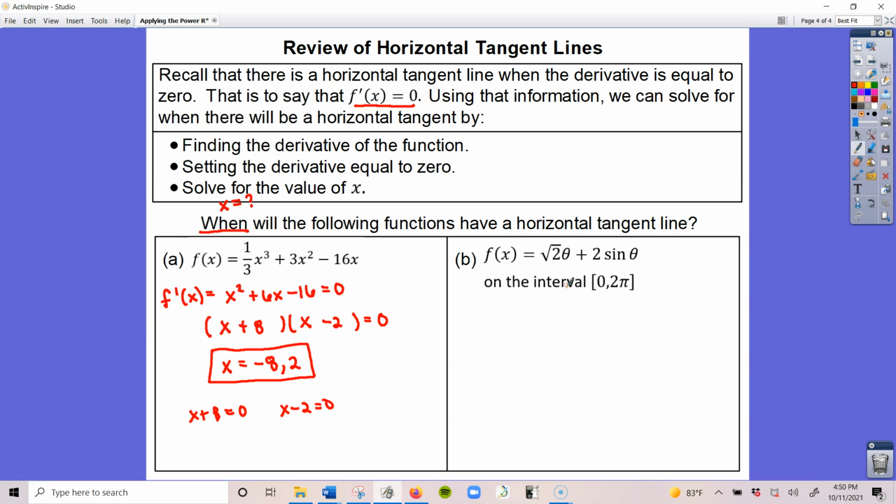Now let's look at this next one. We have f of x is equal to the square root of 2 theta plus 2 sine theta, and we want to figure out where there's a horizontal tangent on the interval 0 to 2 pi.